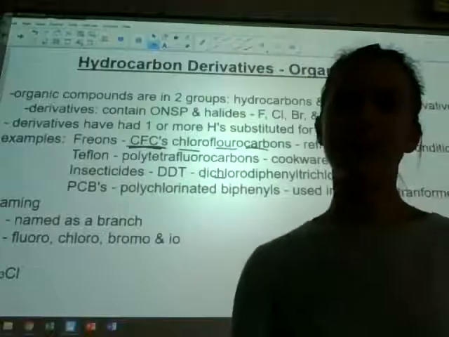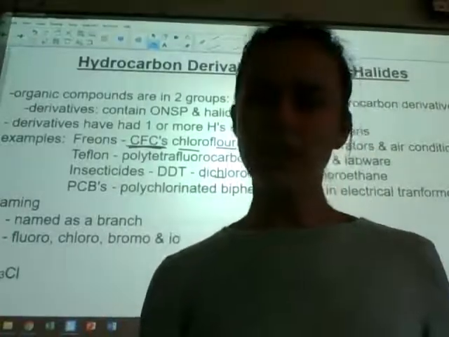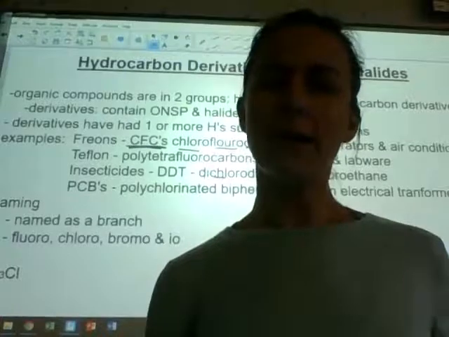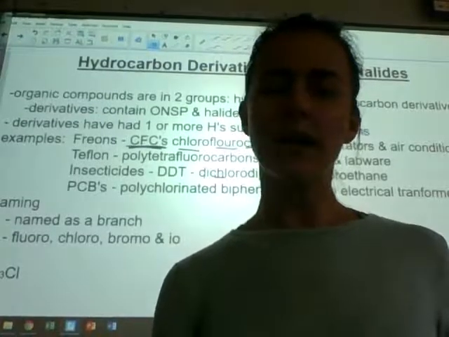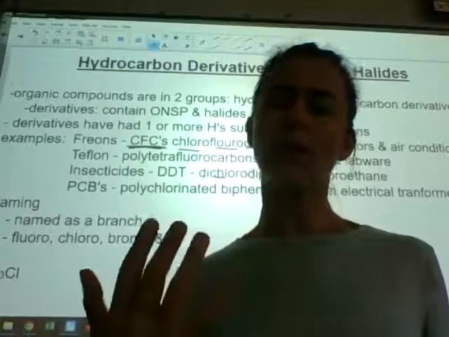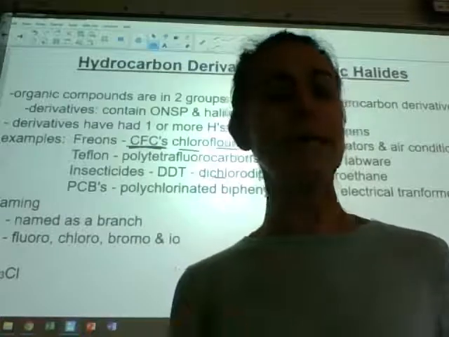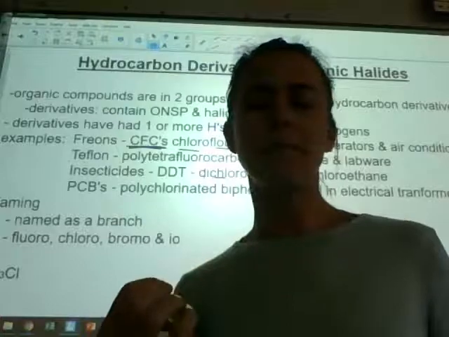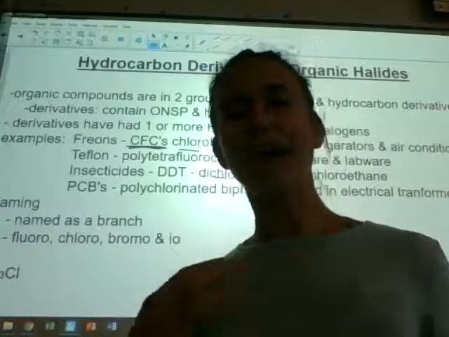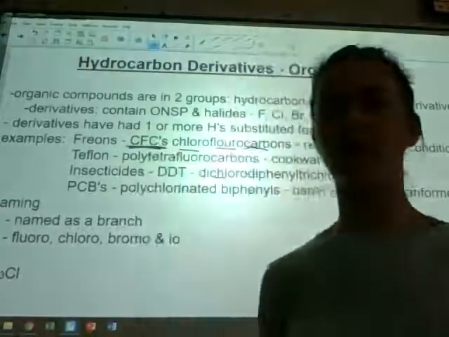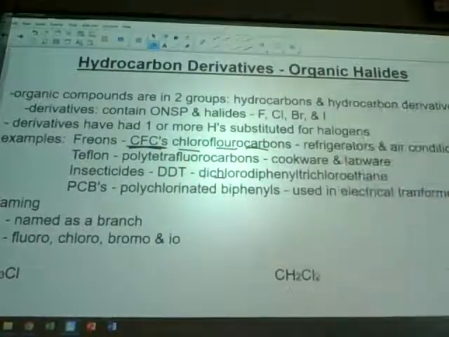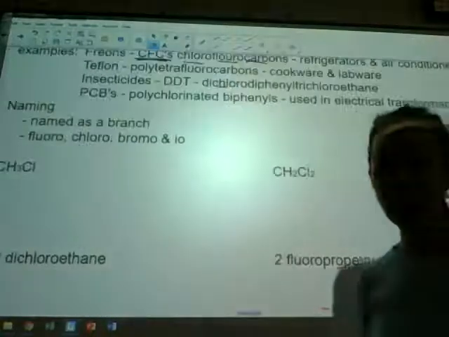So we name it as we name our branches just as we normally would, and continue on from there. And fluorines become fluoro, chlorines become chloro, bromide becomes bromo, and iodide's a little different, it just becomes iodo. So we drop everything and just leave the io on it from there. All right, so let's look at our first example.